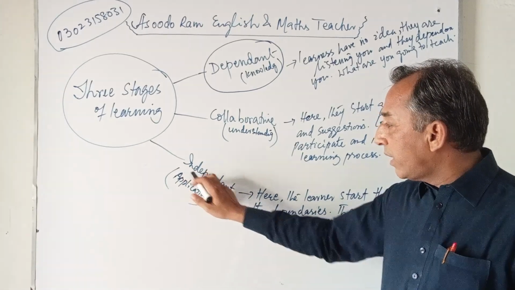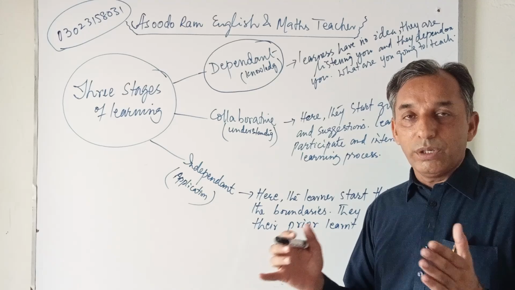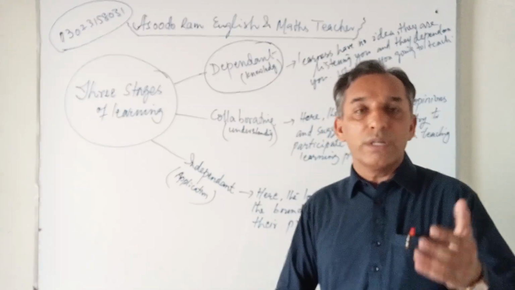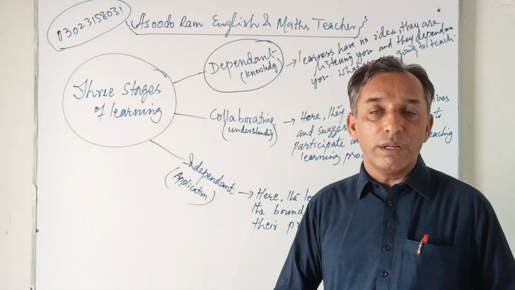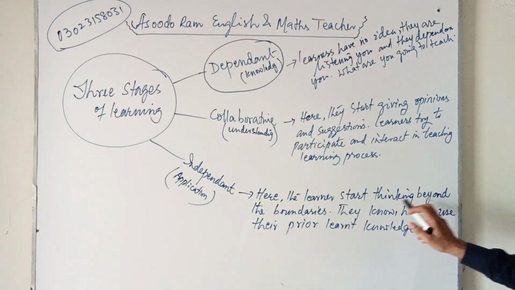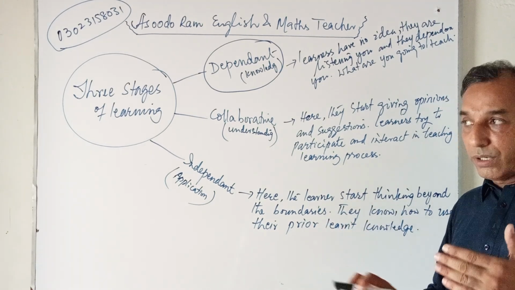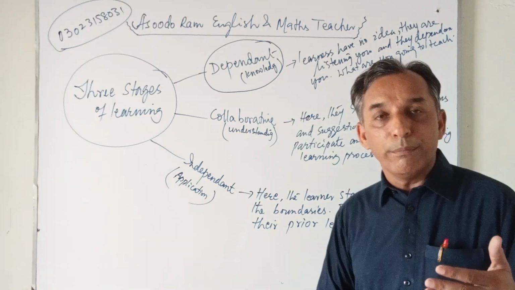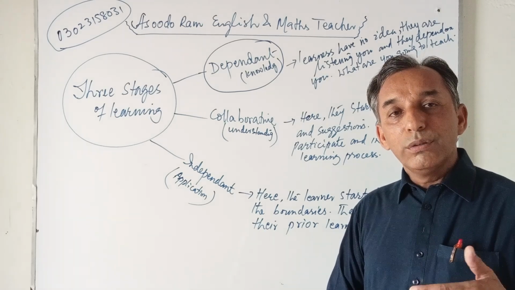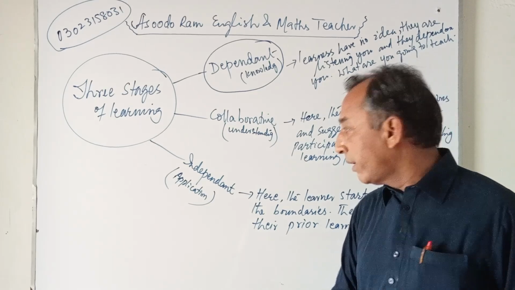The third stage is independent. Here a learner becomes independent. Whatever he or she has learned, he will try to use and apply it in his or her daily life. Here the learner starts thinking beyond the boundaries. Whatever the grade and the levels are, or whatever the topics and things you are teaching to him or her, that child or learner starts thinking beyond that topic or the teaching or the level and the grade also.